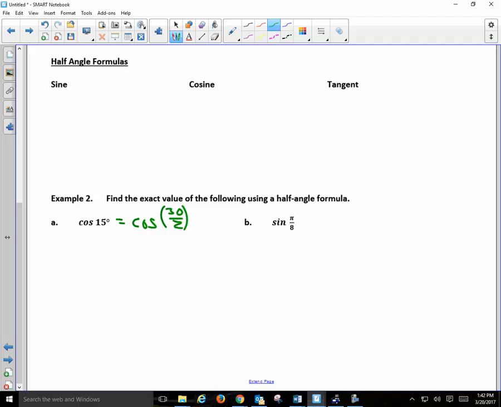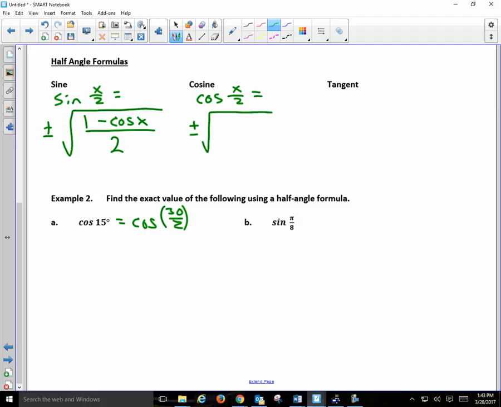So we got cosine 30 over 2. If you want to find sine of x over 2, that's equal to plus or minus the square root of 1 minus the cosine of x, divided by 2. The cosine formula is very similar. Cosine of x over 2, or a half angle, so instead of a double angle, we're doing a half angle, is plus or minus the square root of 1 plus the cosine of x, all divided by 2.